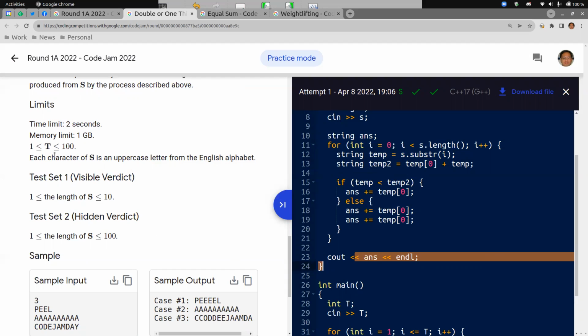Because 100, it's really not that much. I can do n squared, even n cubed within 2 seconds, no problem. Does that make sense?